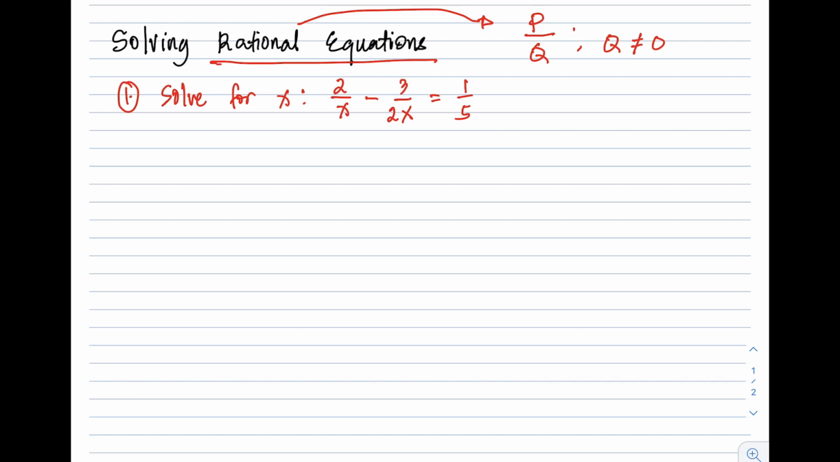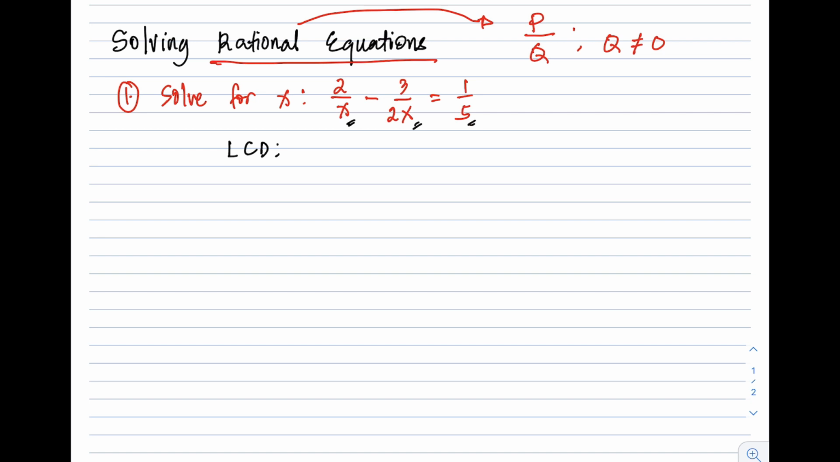Let's try example number 1. Solve for x: 2 over x minus 3 over 2x equals 1 over 5. So, ang first step natin dito is we need to find the LCD. Okay? So, dito, meron tayong tatlong denominators. We have x, 2x, and 5.